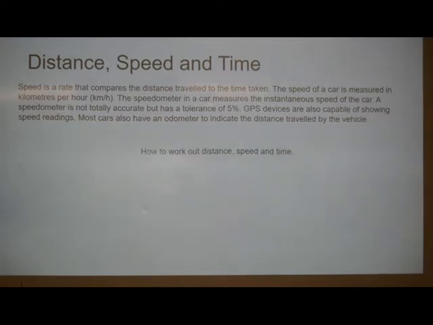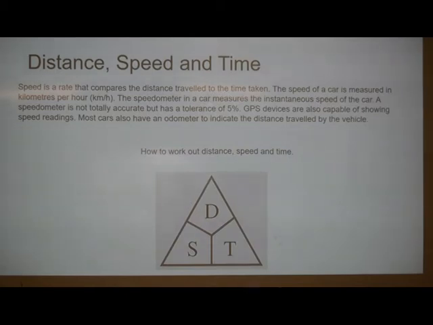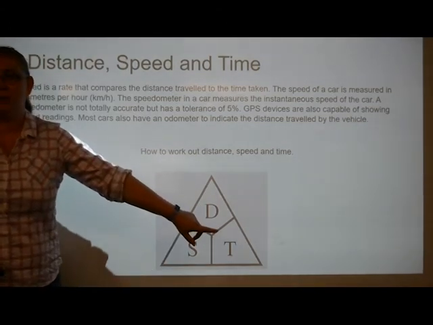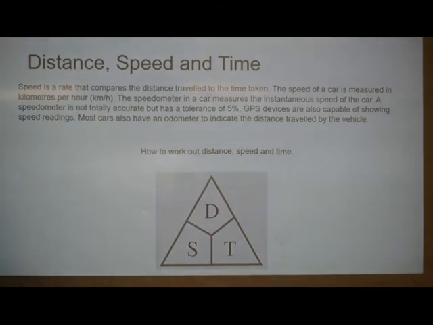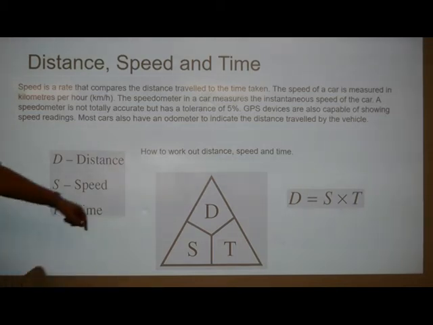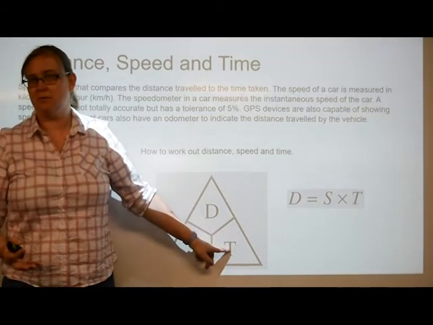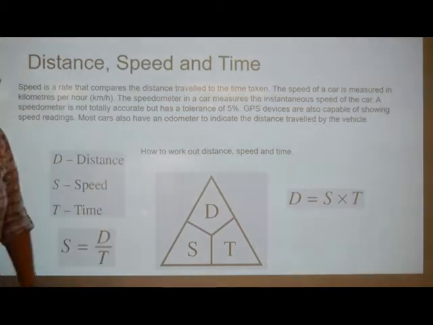Alright? How to work out distance, speed and time. We've got our little road sign here. Distance, speed, time. Alright? I'm hoping you have seen that before. So, D obviously distance, S being speed, T being time. How do we work out distance? Well, we times speed and time together. Alright? So distance is speed times time. Makes sense, doesn't it? Distance, speed times time.